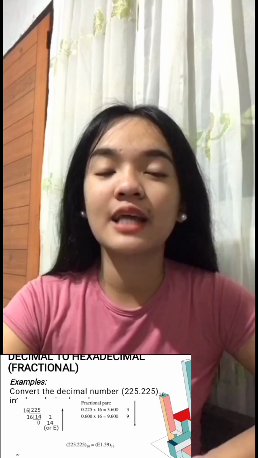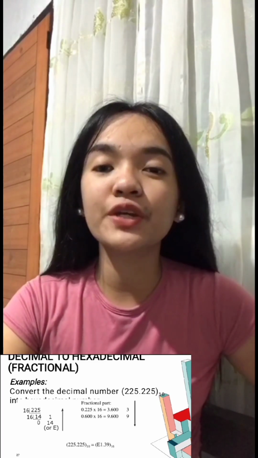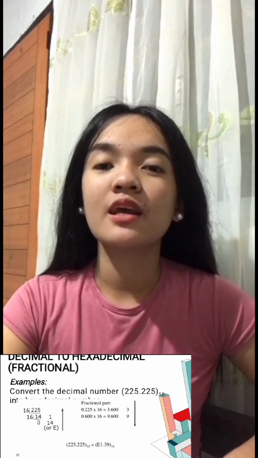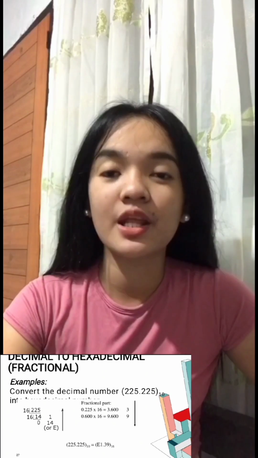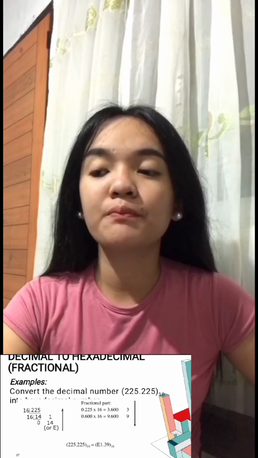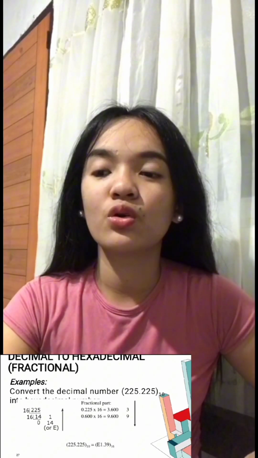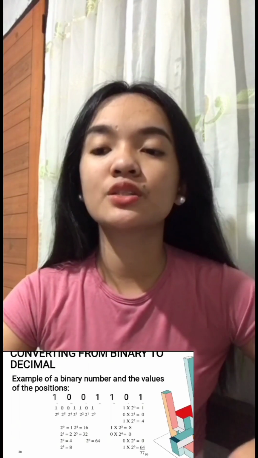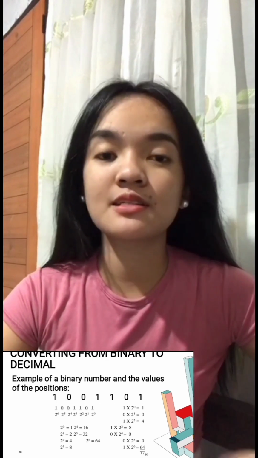So, di ba pag fractional, times? So, kung ano yung i-convert mo is times to 16 lang. Kasi hexadecimal. So, kunwari, ito example, 0.225 convert into hexadecimal. 0.225 times 16 is equals to 3.600. So, 0.600 times 16 is equal to 9.600. So, makukuha yung answer from top to bottom. So, 3 and 9.